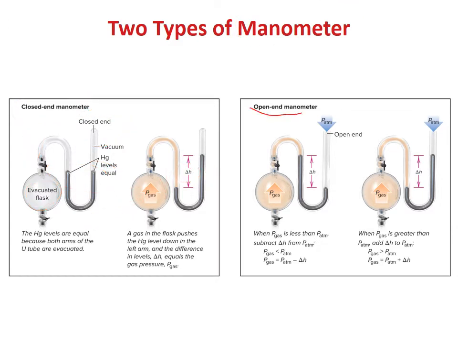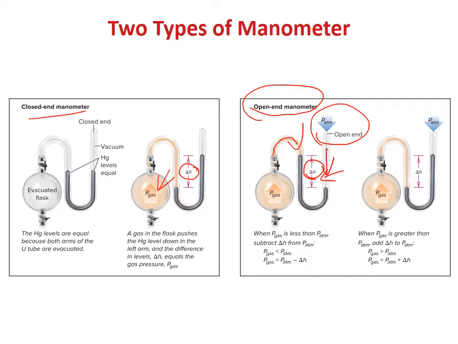In an open-end manometer, this side is not closed but open to the atmosphere. The atmosphere pushes on one mercury surface and the gas pushes on the other. The delta H is therefore the difference of the two pressures. Remember, in a closed-end manometer, delta H equals the pressure of the gas. In this case, delta H is the difference.